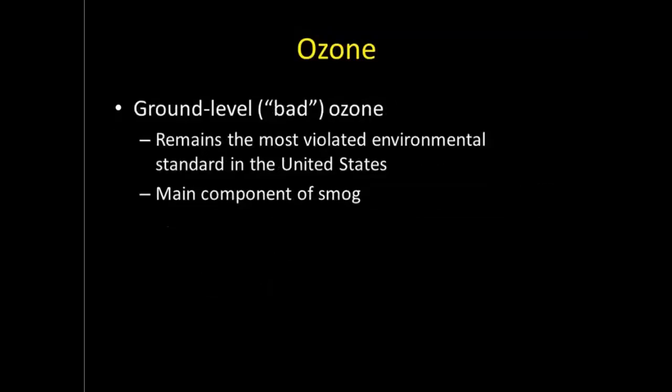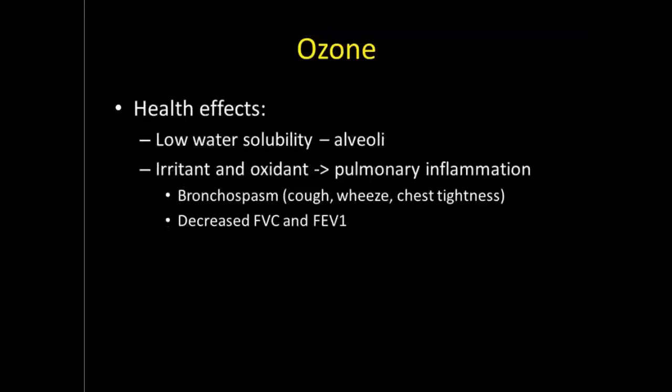This is a secondary pollutant and remains the most violated environmental standard in the U.S. In other words, we've done a really good job of controlling release of primary pollutants, but ozone's been really, really difficult to decrease. It's a low water solubility irritant, so it gets deep into the lungs, down to the alveoli, and causes pulmonary inflammation, so bronchospasm, and there's actually documented pulmonary function test alterations on days that have high ozone.